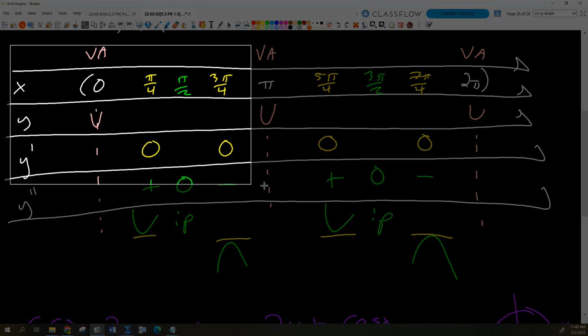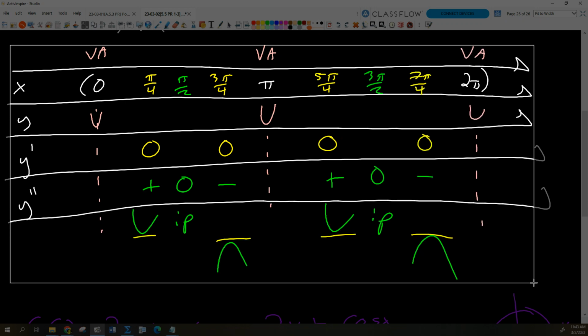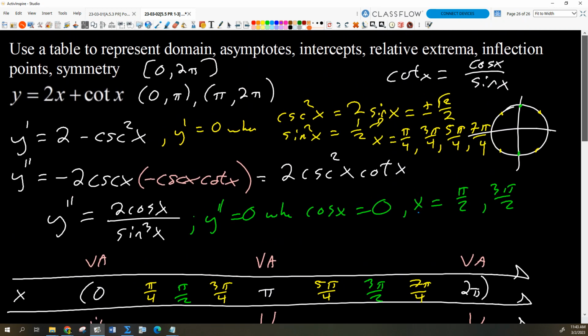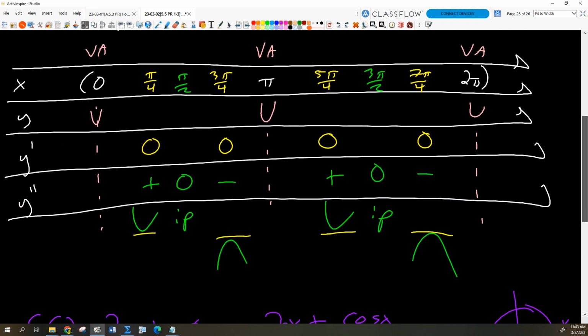I didn't plug any points in. Should we do that? I mean, it would be easy for us to plug values in if we wanted to. I'm not going to do that.